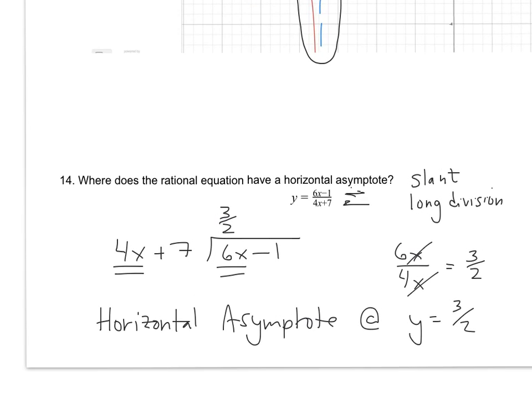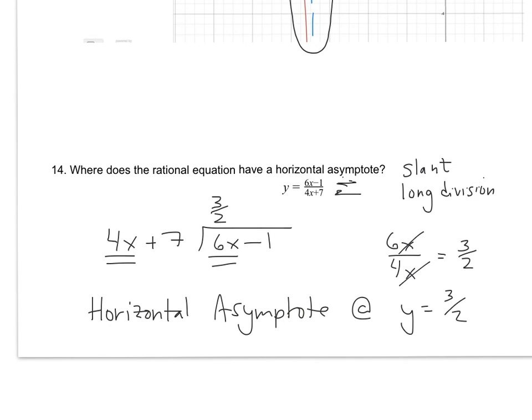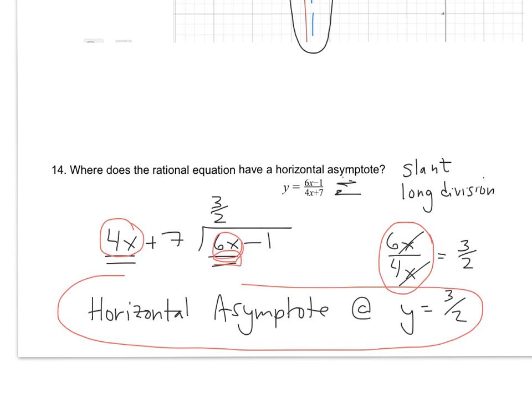So when I long divide, you can see that I took the first term on the inside and divided it by the first term on the outside. 6x over 4x. The x's cancel. 6 over 4 reduces to 3 halves. So we have a horizontal asymptote at 3 halves.